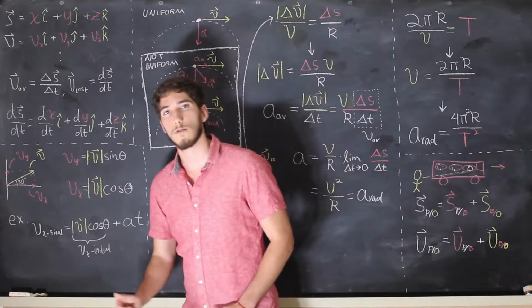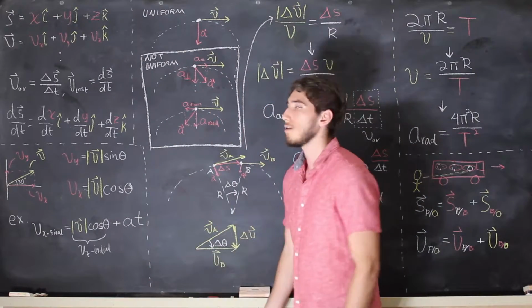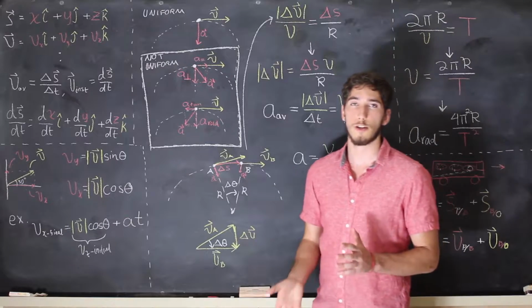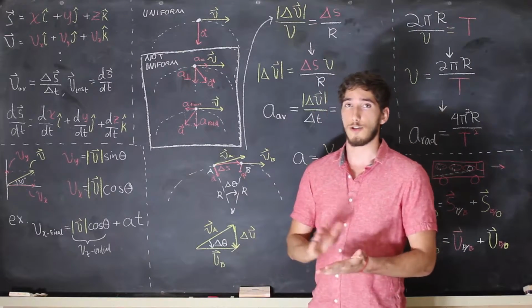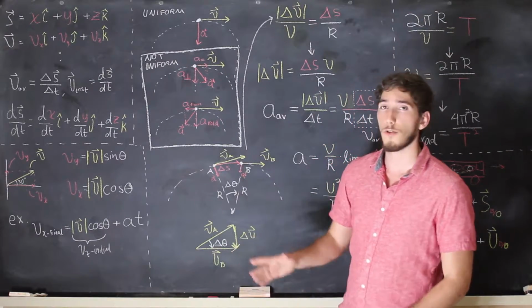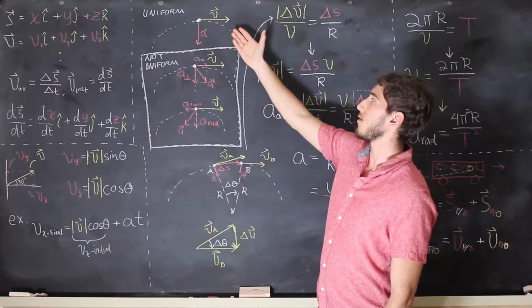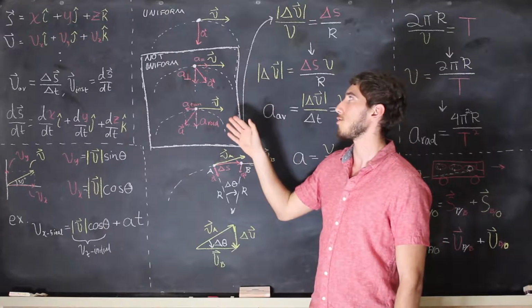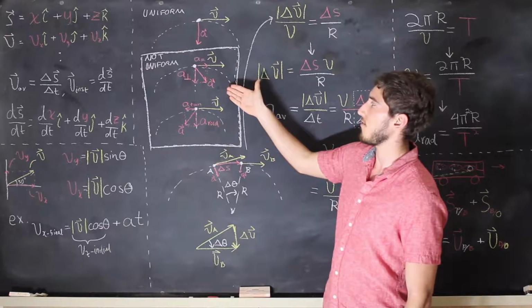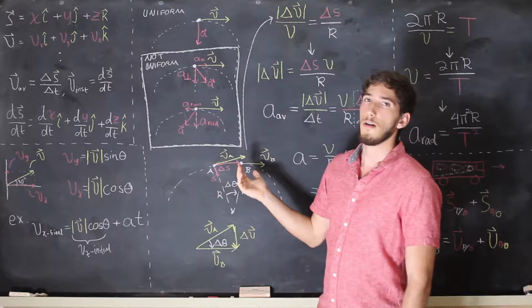Moving right along to motion in a circle. So there's two types of circular motion. There's uniform motion and there's non-uniform motion. For uniform motion, it is when the acceleration is perpendicular to the velocity, while non-uniform motion is when the acceleration vector is not perpendicular to the velocity.